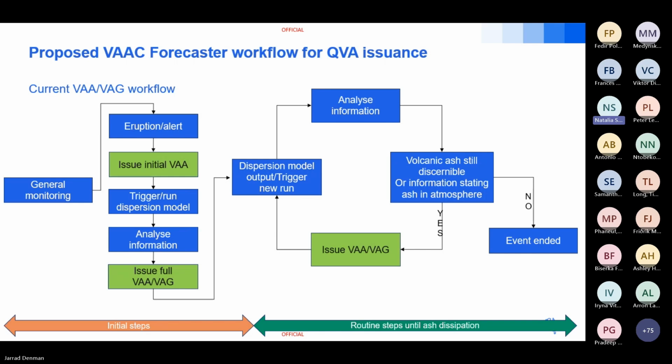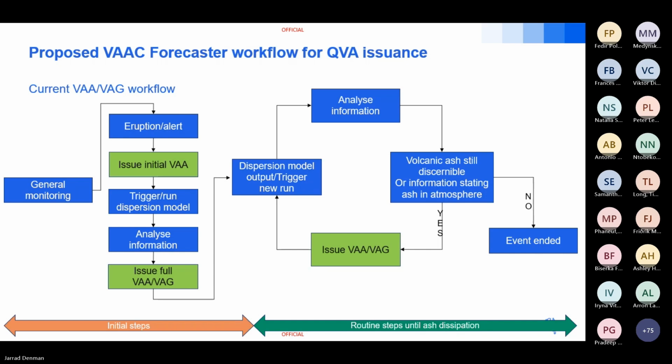If the answer is yes, you'd go through and issue the volcanic ash advisory and graphic, which you can see down the bottom here in the chart as another green box, the product being issued. And you continue going through that loop until the event has ended. When you get to the check for discernible ash or information stating ash in the atmosphere, if there's not, then you would end it. So that's the current workflow that the VAC forecaster in all of the VACs will go through. This is just high level, with minor tweaks, but there could be some more detail at different VACs in this chart.